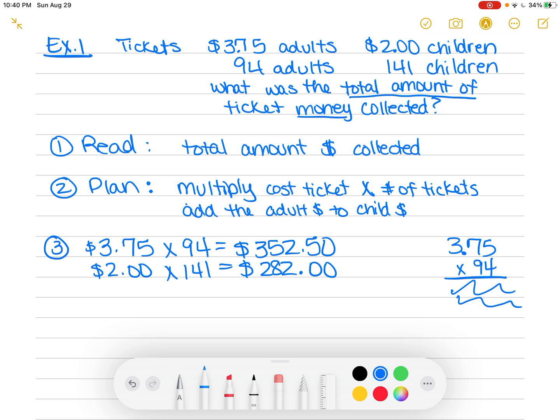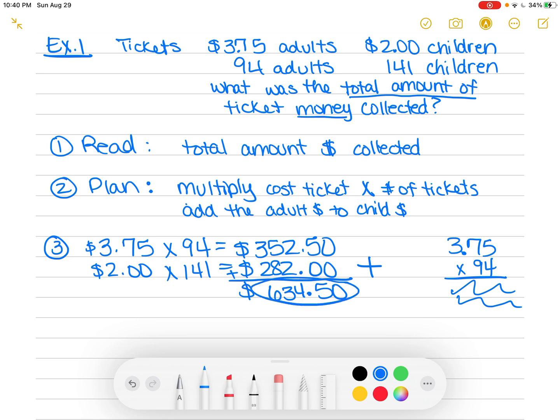Okay, so now I have those 2 problems. So now I'm going to add those together, right? So I'm not going to write a different problem. I'm just going to add them. I'm going to put a big plus sign here, even though it should be over here, right? So when I add these 2 together, I'm going to get $634.50. So that's my answer.